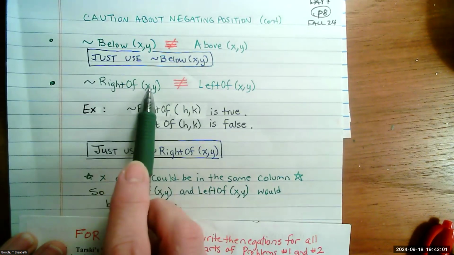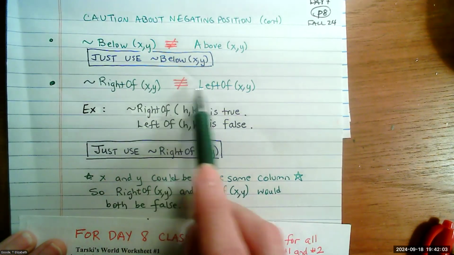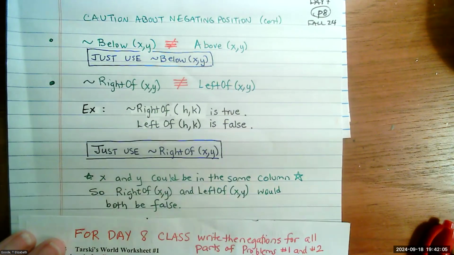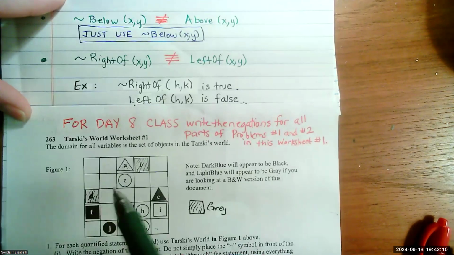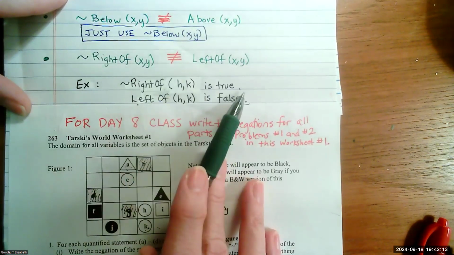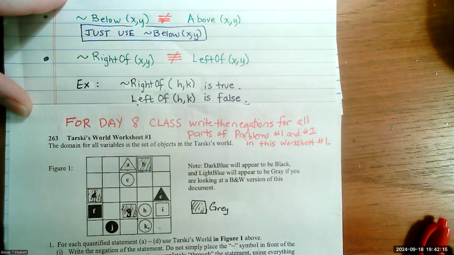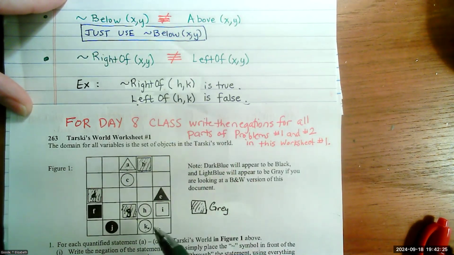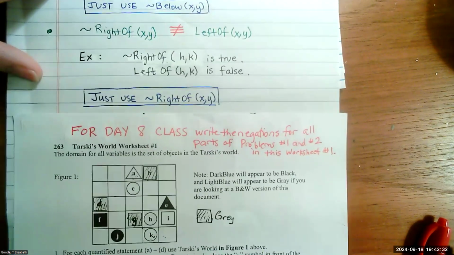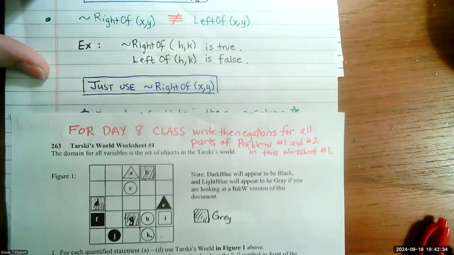So not right of XY is not logically equivalent to left of. For example, not right of HK is true because H is not to the right of K. They're in the same column. H is not to the right of K, but left of HK is false because H isn't left of or right of K, because they're in the same column. See what I'm saying? So just use not right of. Don't try to switch it to left of.